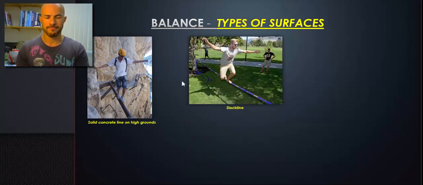Next one. Here's a guy walking on a slack line, and this slack line is definitely non-compliant. It's moving all the time, so that surface is unstable. Again, he's using a tandem stance to walk on that slack line.